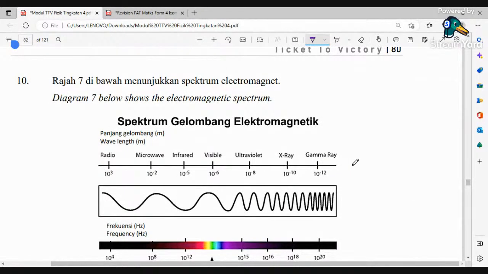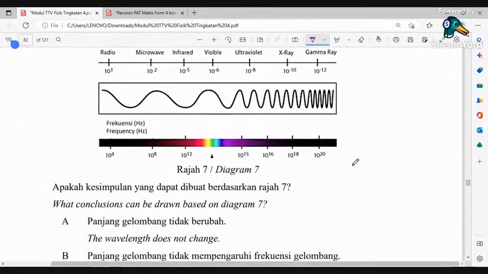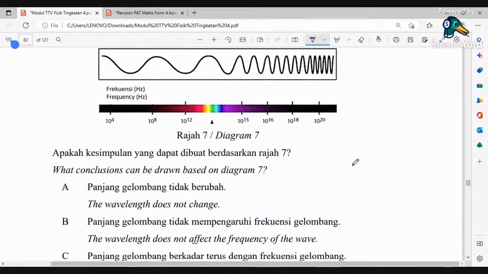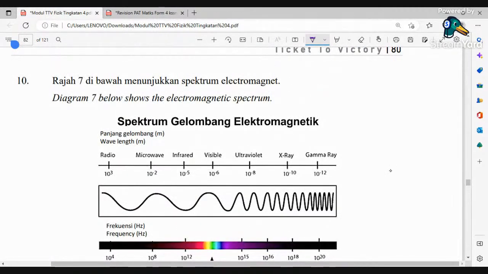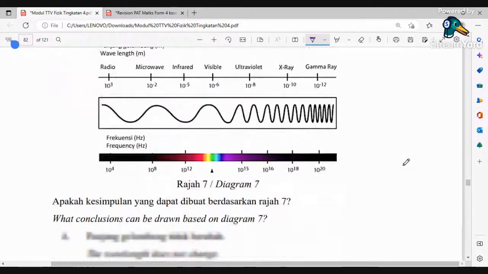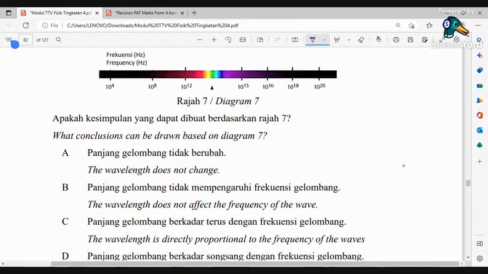Number 10, electromagnetic wave spectrum. What conclusion can be drawn based on diagram 7? So from here you can see the wavelength decrease from radio to gamma, frequency increase. Okay, look at what conclusion can be drawn.